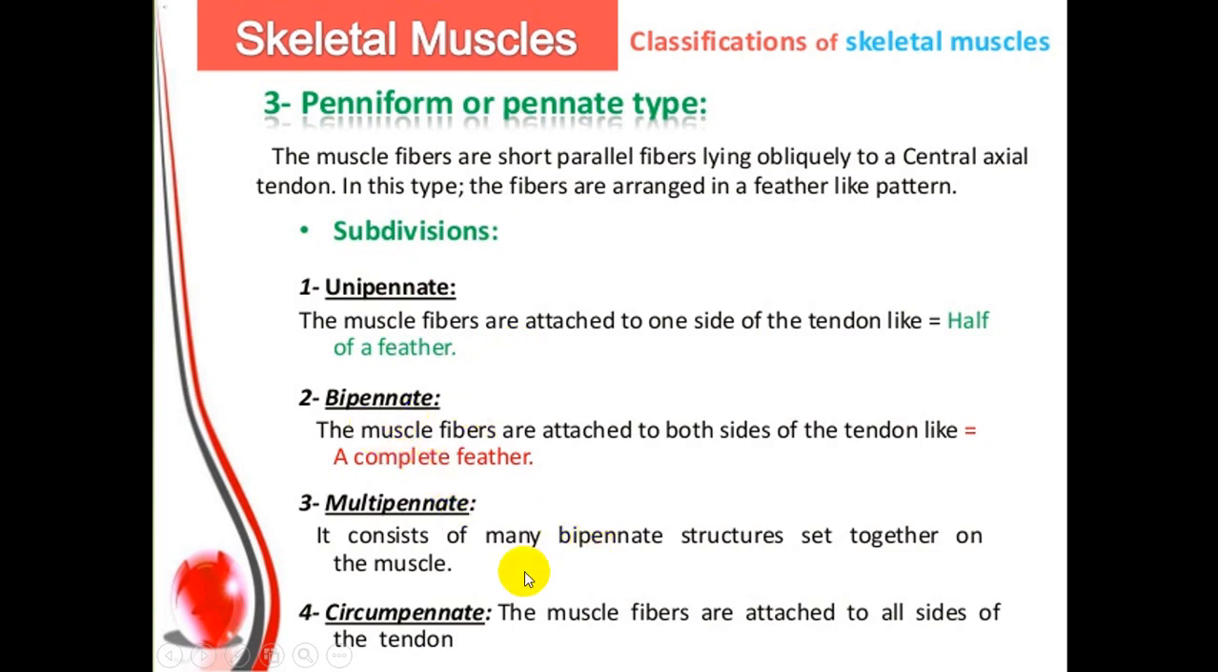Multiple bipinnate fascicles arranged together make a multipinnate muscle, and circumpennate muscle has fibers coming from all directions. So circumpennate muscles are also grouped as a different category known as radiate muscle in your book.